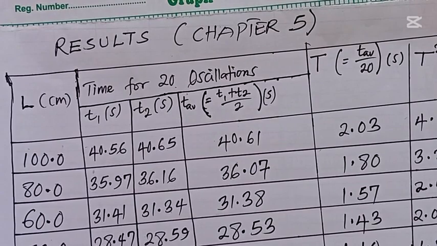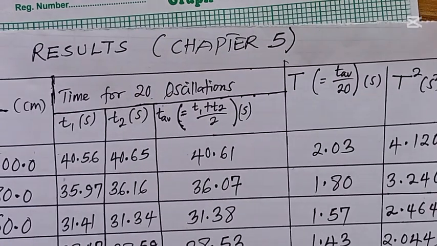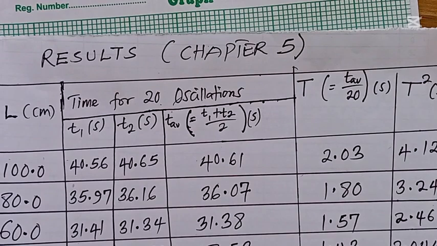In this video, we will explain how we can use the observations we obtain from a physics practical to plot graphs and do more evaluations from the observation. Here with me are the results for the experiment outlined in chapter 5 according to our practical manual.